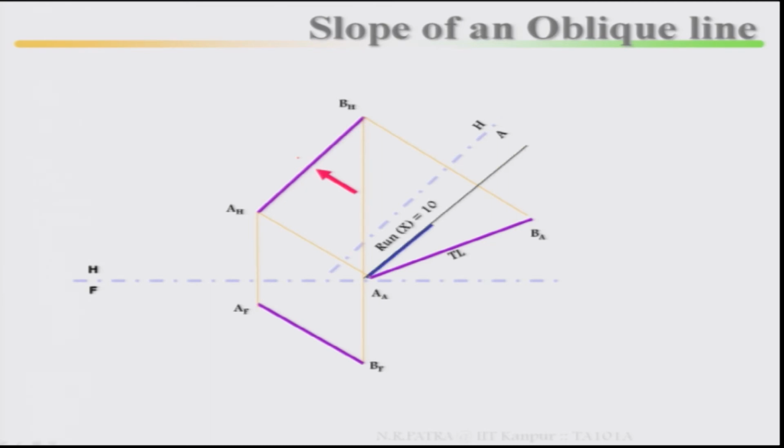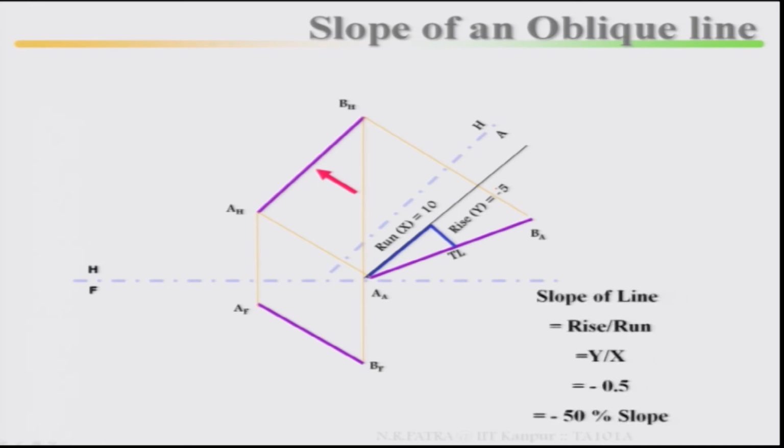Then find out, what is your run? Run is your x, that means from here to here. X is equal to 10. Then what is your y? Y is rise, rise is equal to minus 5. Why is it minus 5? It is because from here we go downward, that is why it is minus 5.